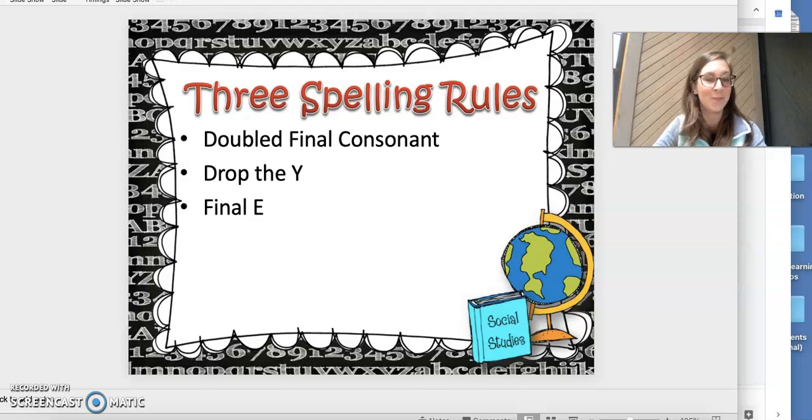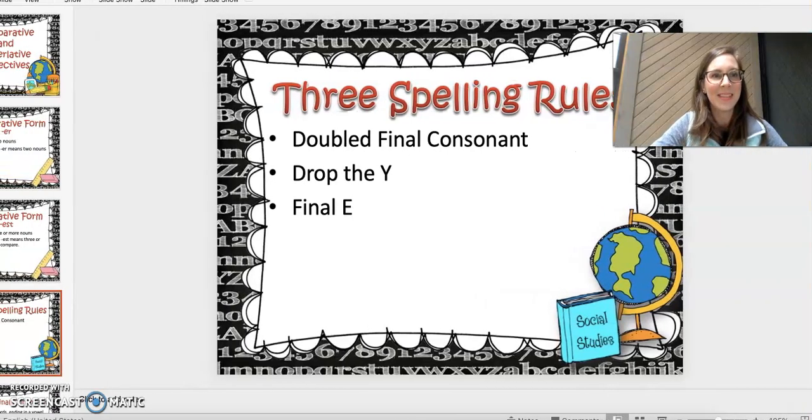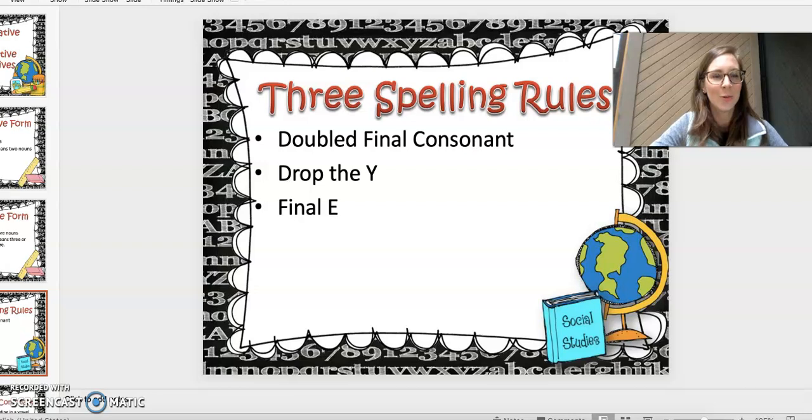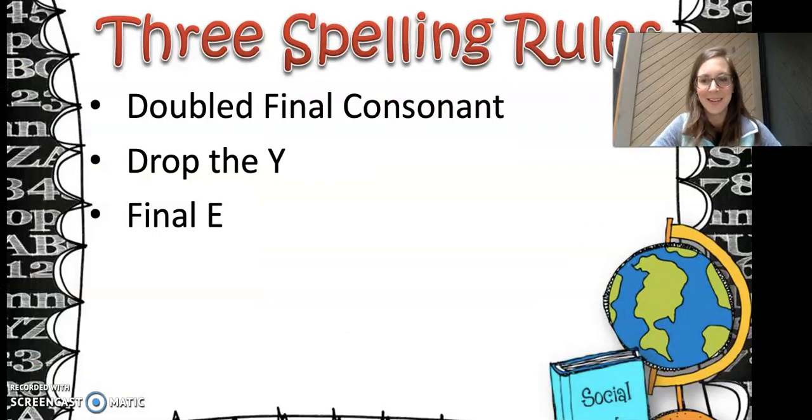And this is also similar to when we add ED. You change the Y to an I before adding ED. And then finally, you need to drop or get rid of the final E. The magic E is not included. Otherwise, it would look like you have two E's. But you drop that magic E and then add the ER and EST to your base word. So let's look at some examples and think about if you can think of those correct rules.